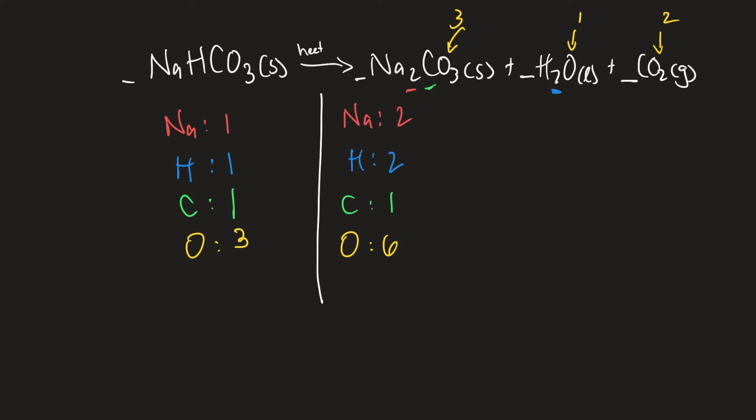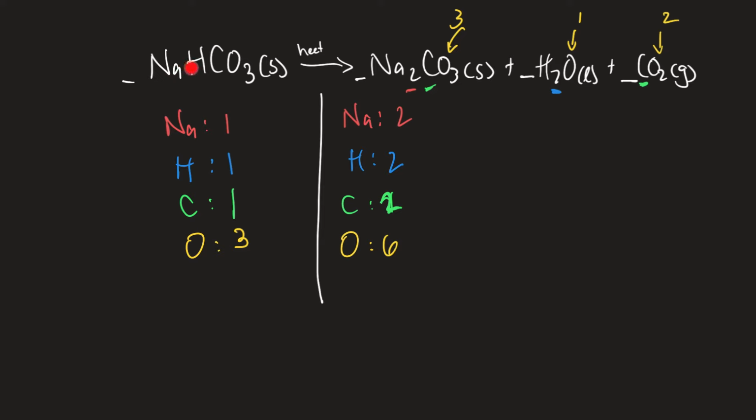All right, so now, when we're looking at this, oh, I just realized I don't have one carbon. I actually have two carbons. I apologize. There you go. Now this becomes so much easier. Okay, so now when you're looking at our numbers, right? One sodium, two sodium, one hydrogen, two hydrogen, one carbon, two carbon, three oxygens, six oxygens.